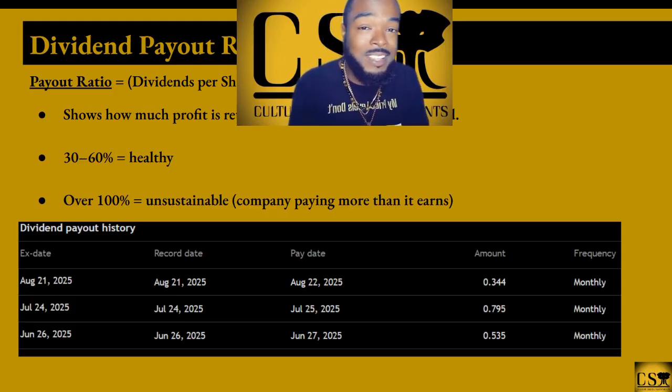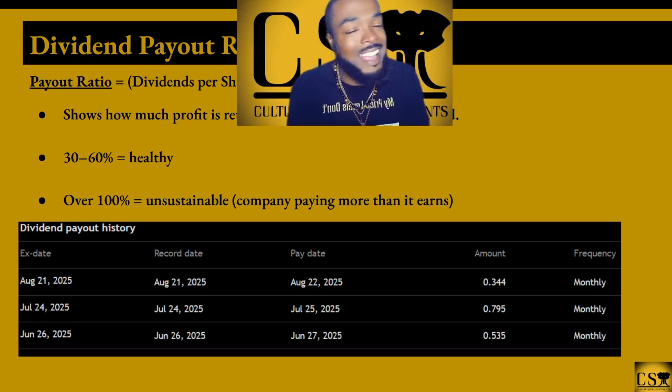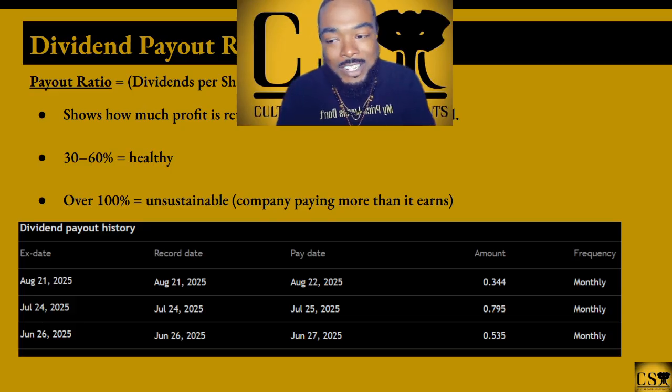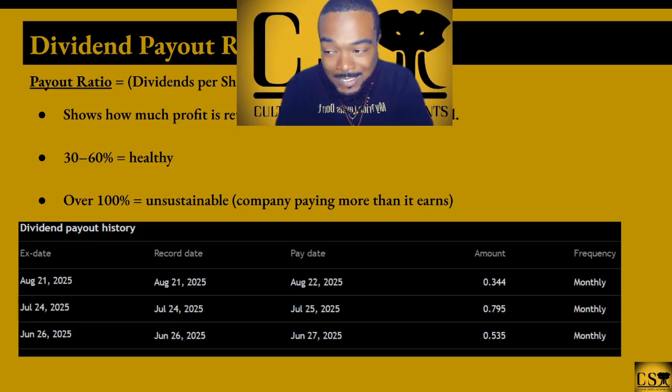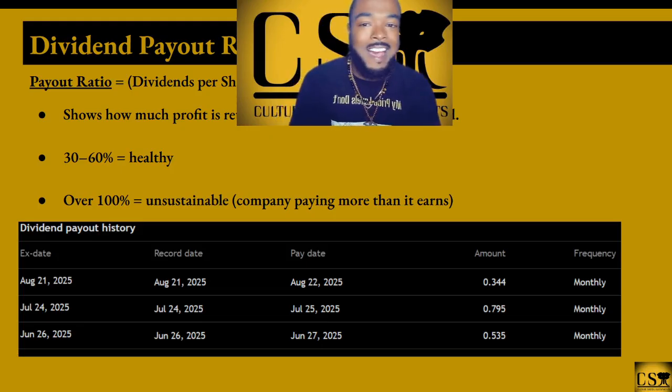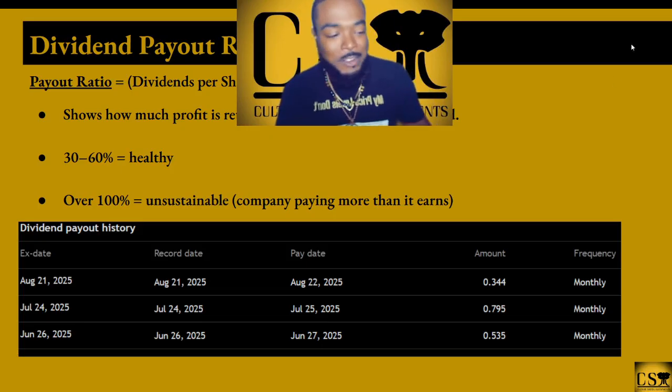But once you get over 50-60% and gets higher than that, that's not really a healthy payout ratio. That means the company is paying either close to exactly what it earns, or you got companies that show over 100% in dividend payout ratio, and that's paying out more than they earn, which you could figure out how long that could last before a company crumbles. They're going to pay you out more than they earn.